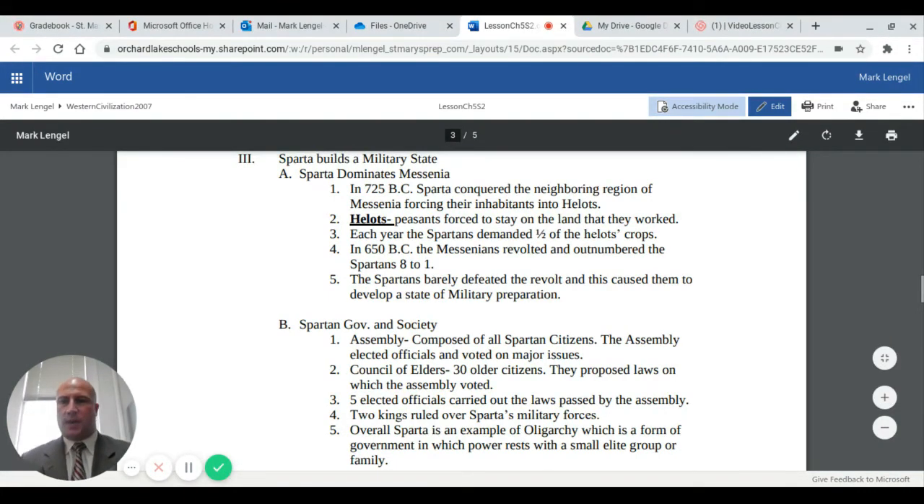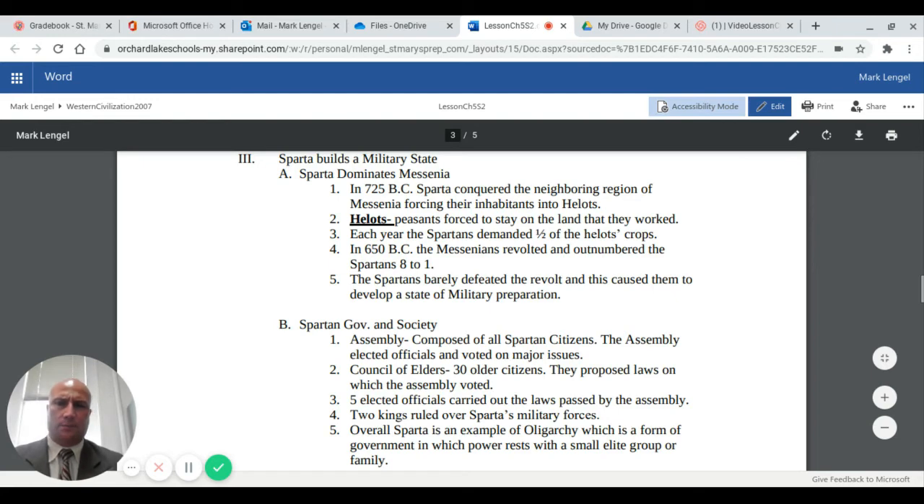So, where Athens was very democratic, focused on education, focused on the arts, intellect, Sparta was the exact opposite. Sparta was focused on straight military preparation. One of the things about this, they had kind of an early scare. In 725, Sparta actually conquered their neighbor, which was called Messenia. And they forced the people in that region into a state of slavery, and they called them Helots.